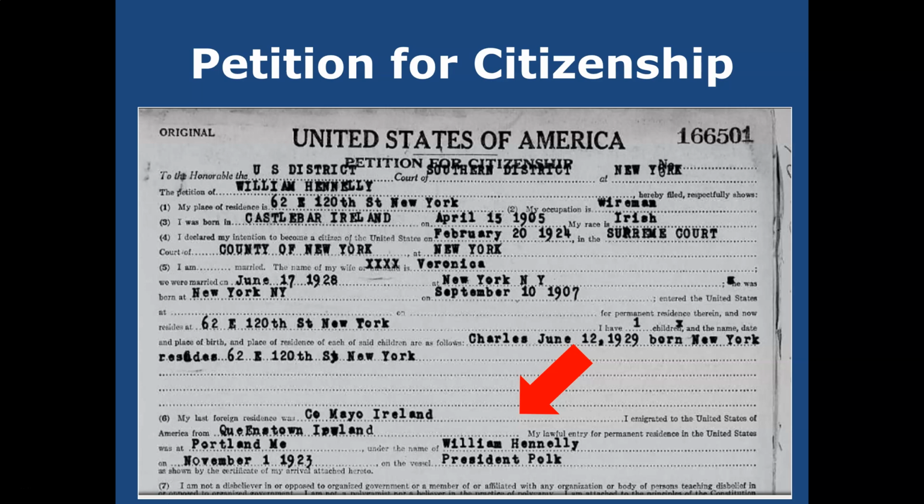So here it gives he was from Mayo, Ireland, and that he came to the U.S. from Queenstown, Ireland, and that he arrived in the U.S. in Portland, Maine, under the name William Henley on November 1st, 1923, on the President Polk. So we see two different ports here. So it looks like he first came into Portland, Maine, and then must have traveled down to New York City afterwards.